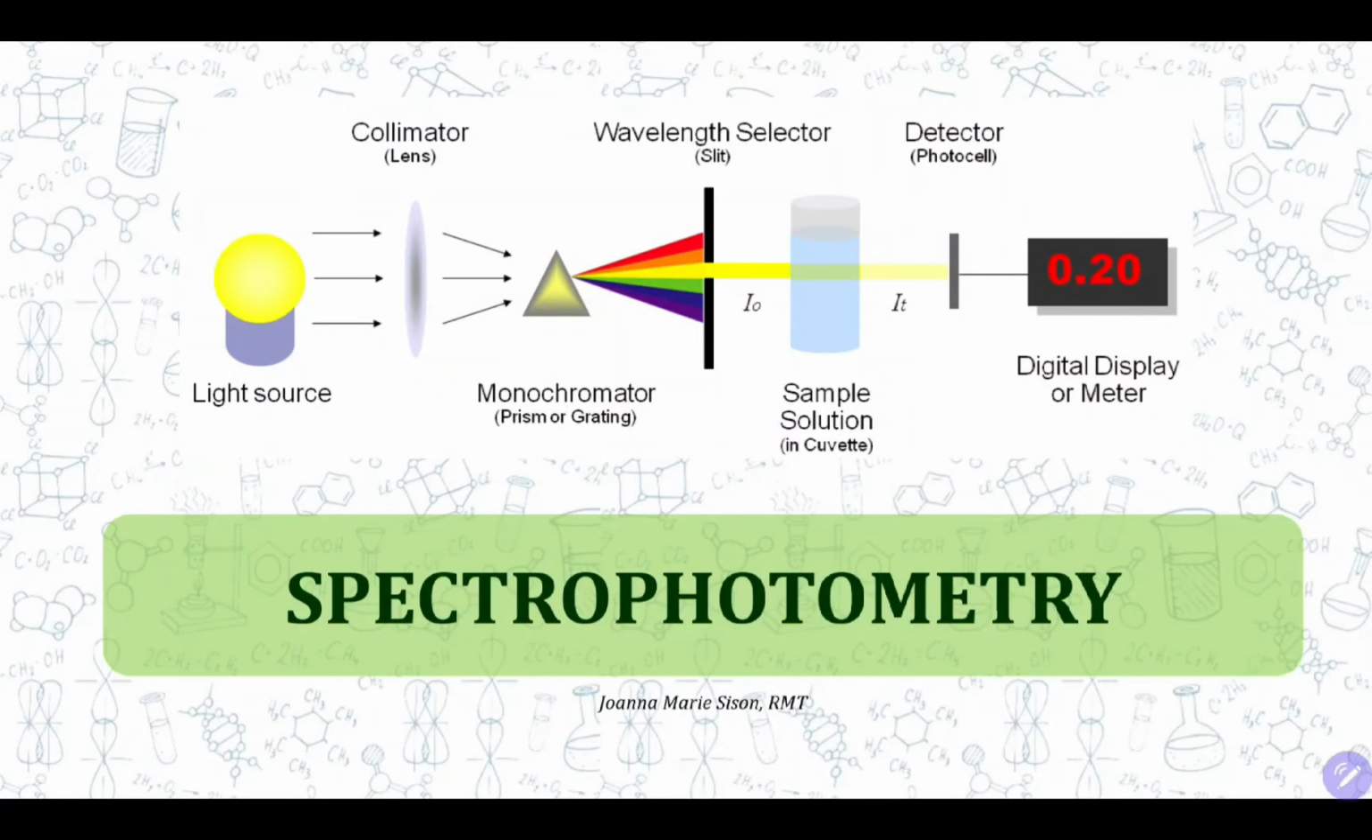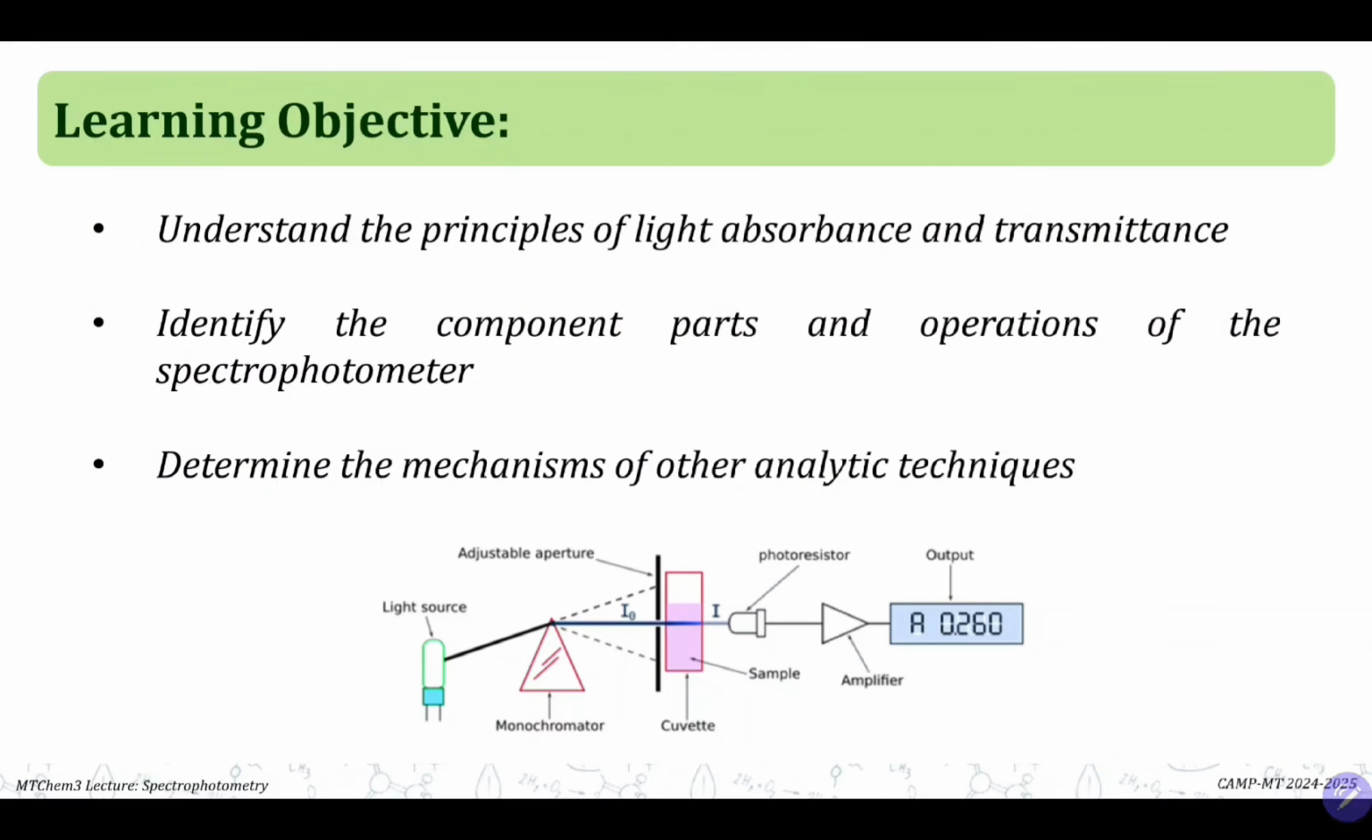Good day everyone. For the last topic for MT Chem 3, we will be discussing spectrophotometry. The learning objectives of this topic are as follows. First is to be able to understand the principles of light absorbance and transmittance. Second is to identify the components, parts, and operations of the spectrophotometer. And lastly, to determine the mechanisms of other analytic techniques.